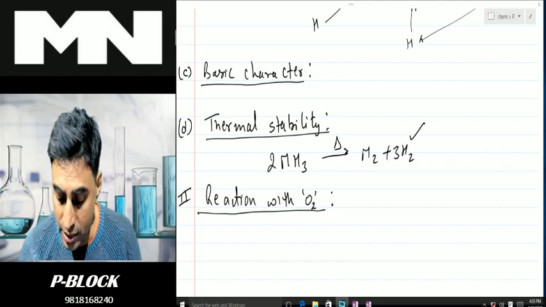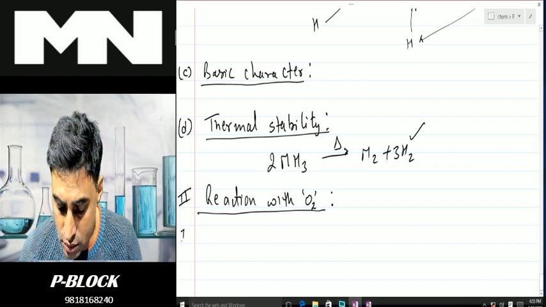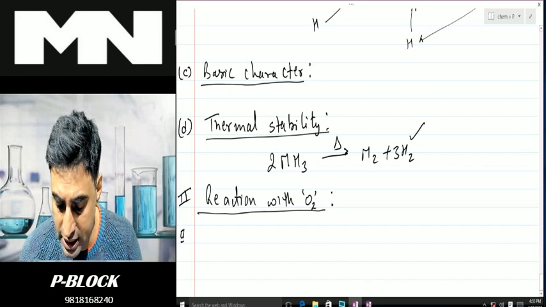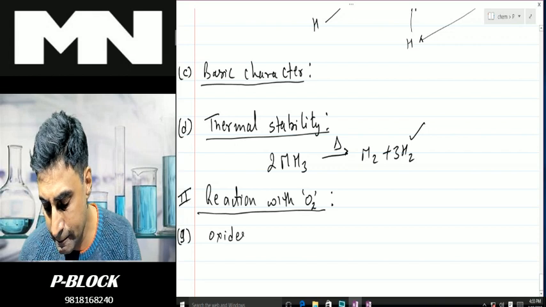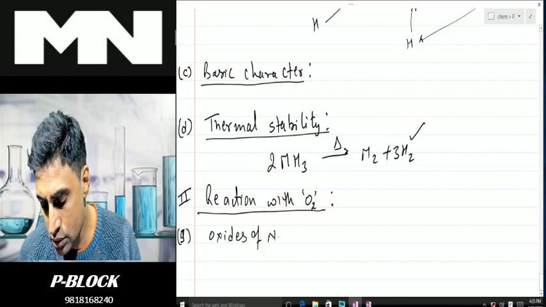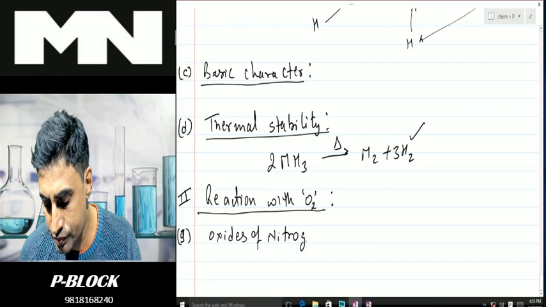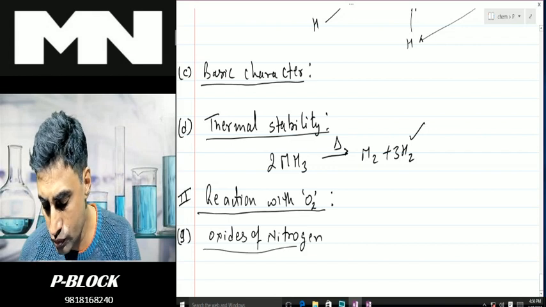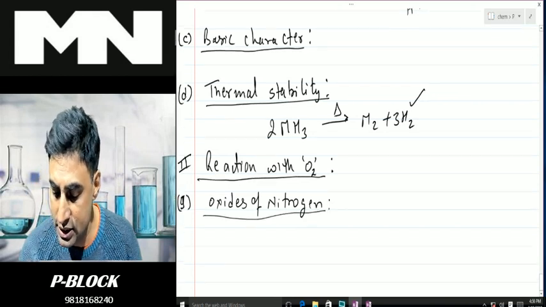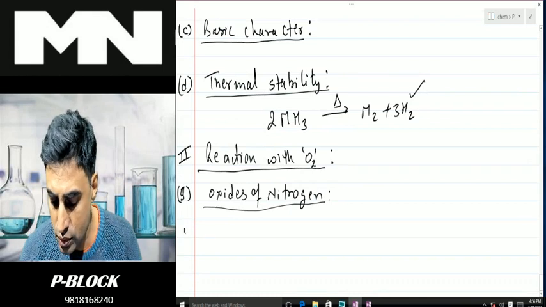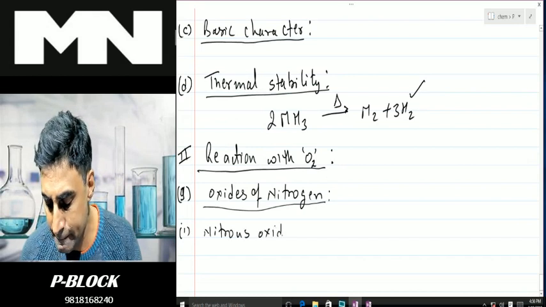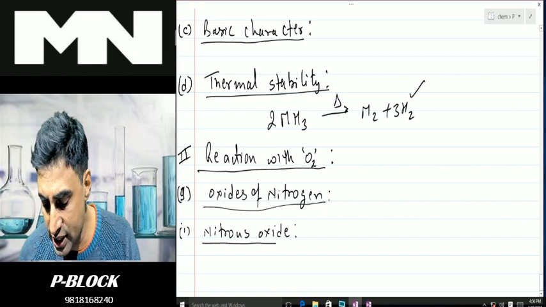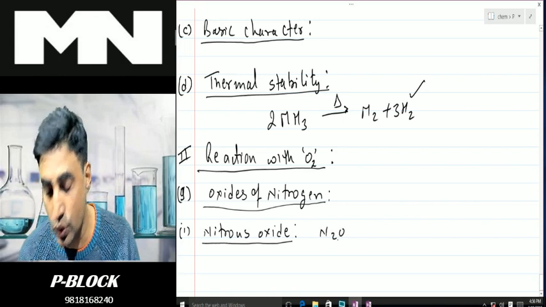So first, we'll talk about point A, oxides of nitrogen. In this, first we'll do nitrous oxide. Nitrous oxide, the formula is N2O.